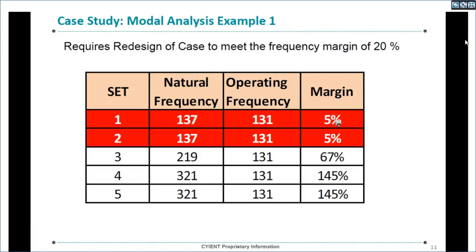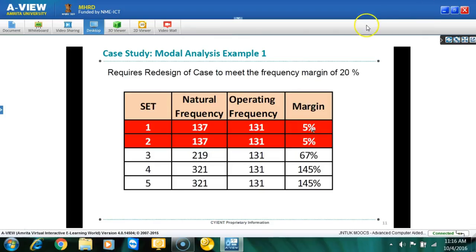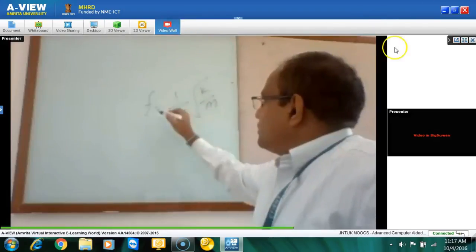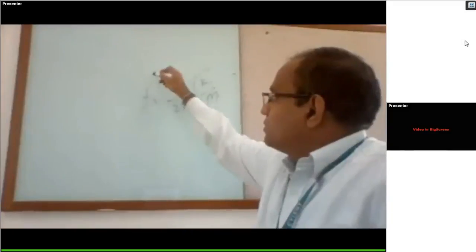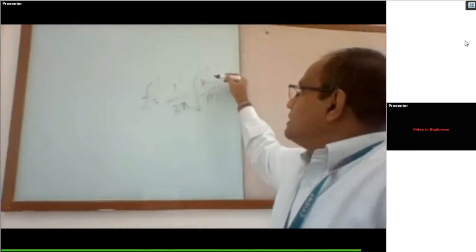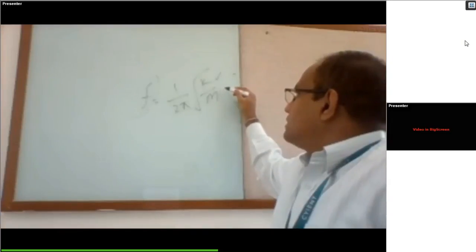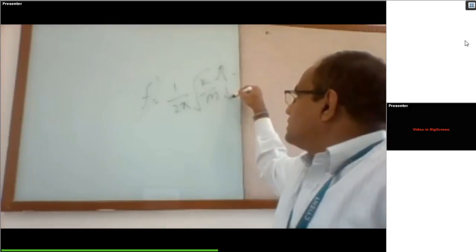One other thing: yesterday we discussed two things. In modal analysis these frequencies can be changed. The frequency equation is given by f equals 1 by 2 pi times the square root of k by m. So we need to go for a redesign to increase the frequency. To increase the frequency, we have 2 options: increase stiffness or decrease mass.